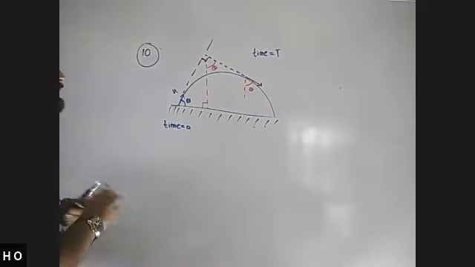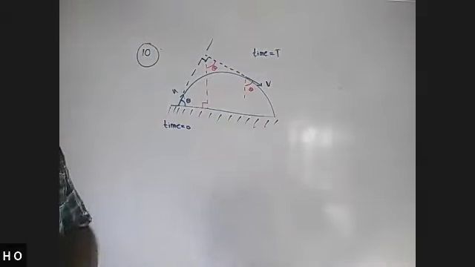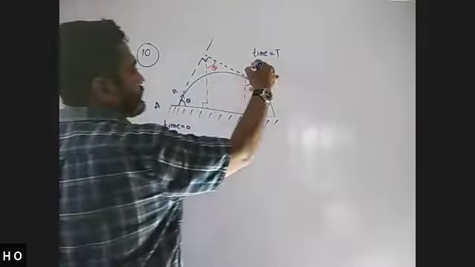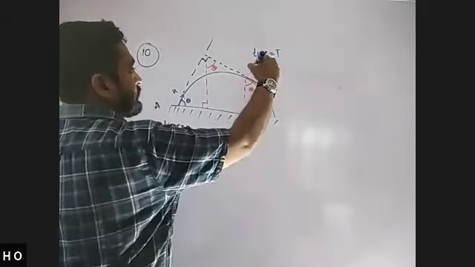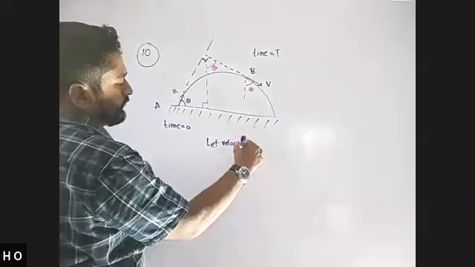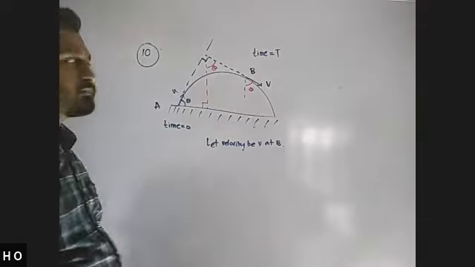Theta again. We don't know the velocity, so let the velocity be v. Let us name the positions here as b, here as a, and here as b. You can see, let the velocity be v at b.